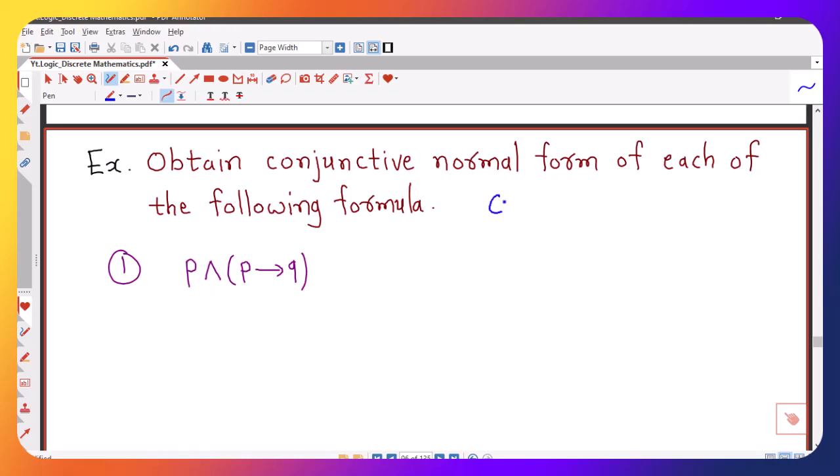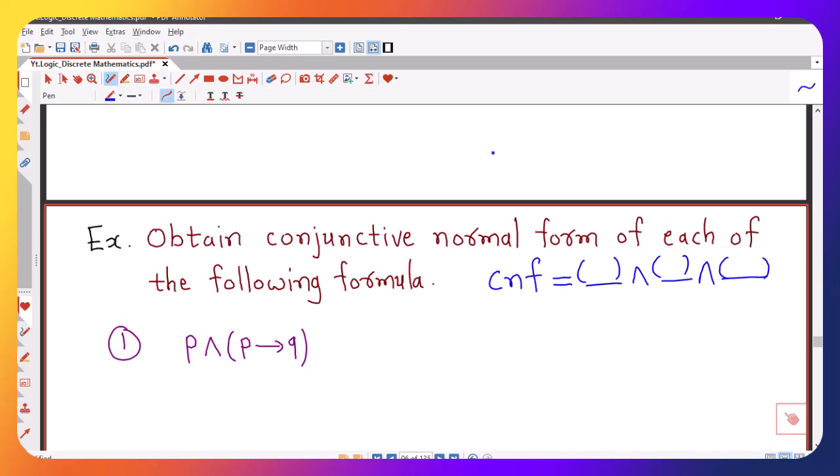So again we start with the definition of CNF. CNF is nothing but a product of elementary sums. An elementary sum is that type of sum in which we allow variables and their negations. For example, P or Q is an elementary sum, negation P or Q is also an elementary sum, and we can write several examples of elementary sums.